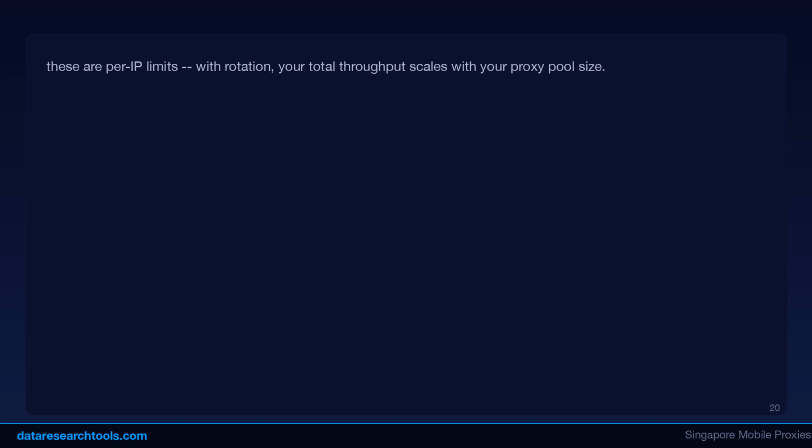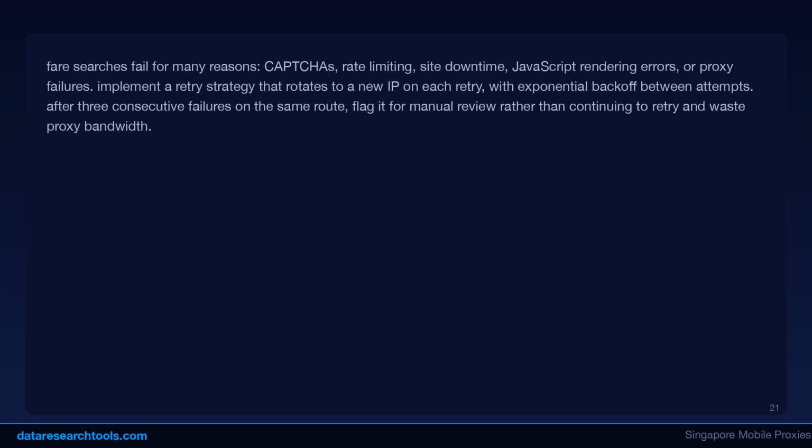proxy bandwidth. Store every fare observation with full context: route, airline, departure and return dates, cabin class, fare class code if available, total price, currency, search timestamp, and the proxy location used. This granular data enables powerful analysis. You can identify patterns like fares being cheaper when searched from certain countries or at certain times of day.